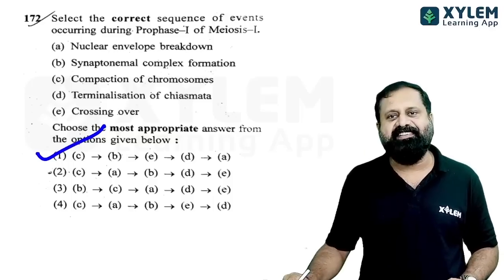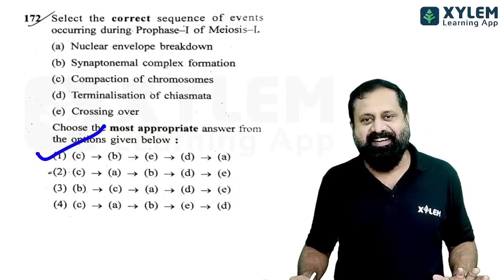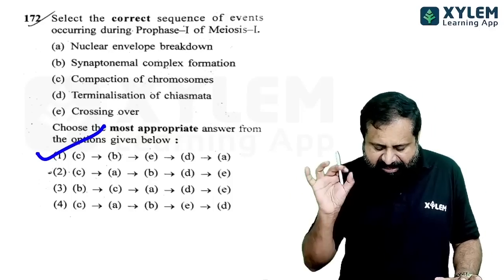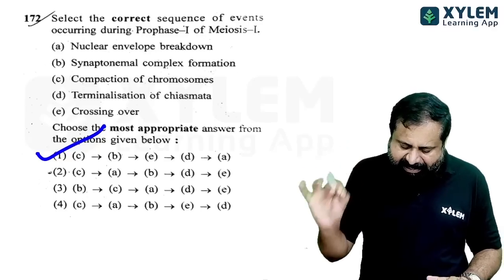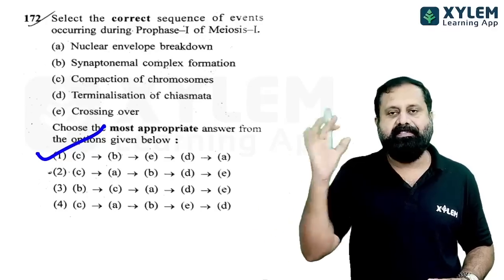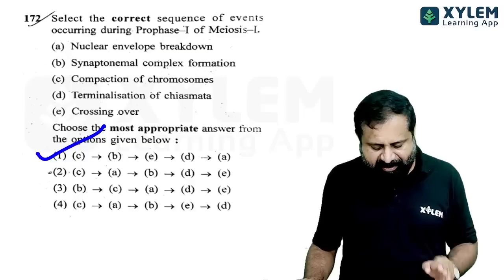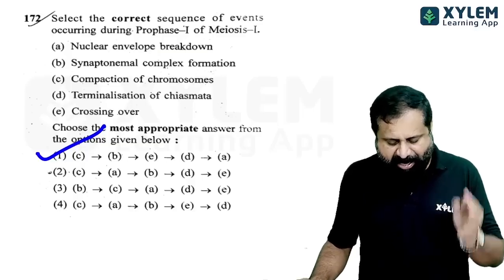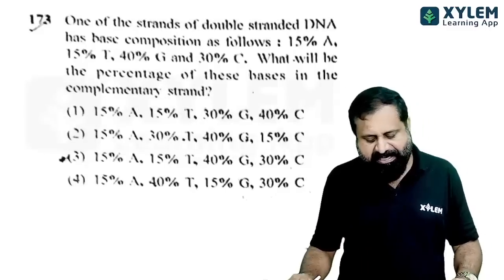Option 1 is the right answer. Okay, that is in correct order: C first, B second, E third, D fourth, A last. Okay, this is a correct answer. 172, 1. Now comes 173.